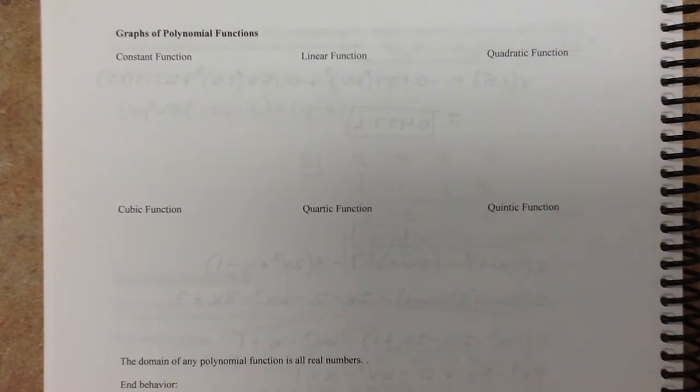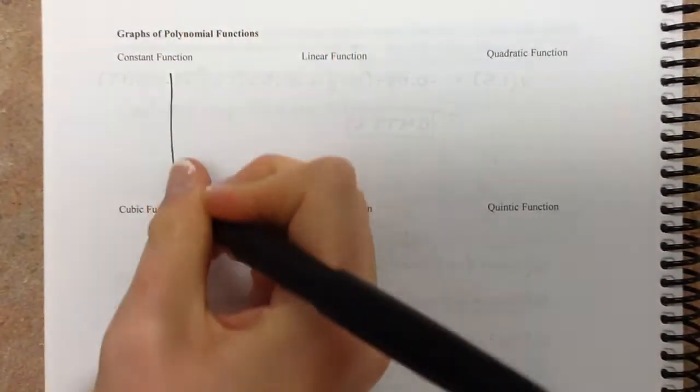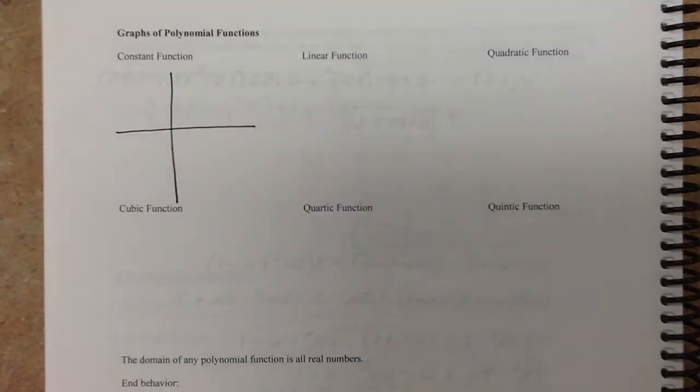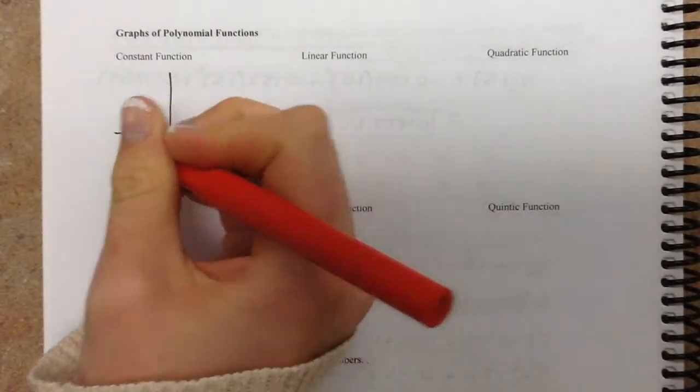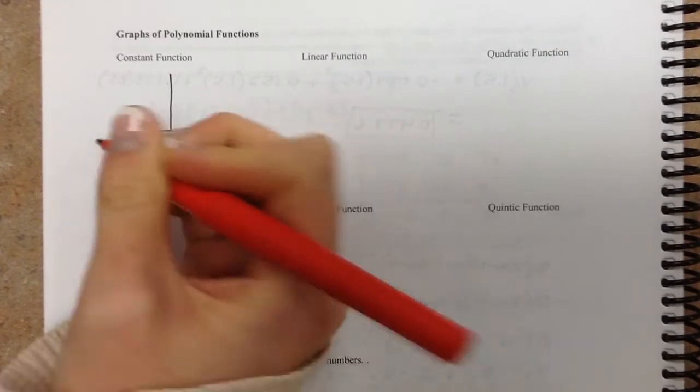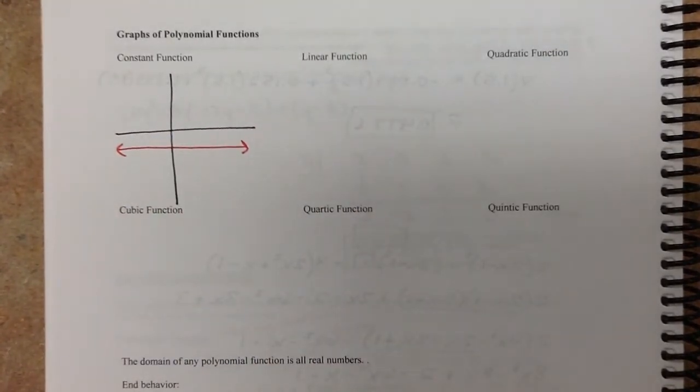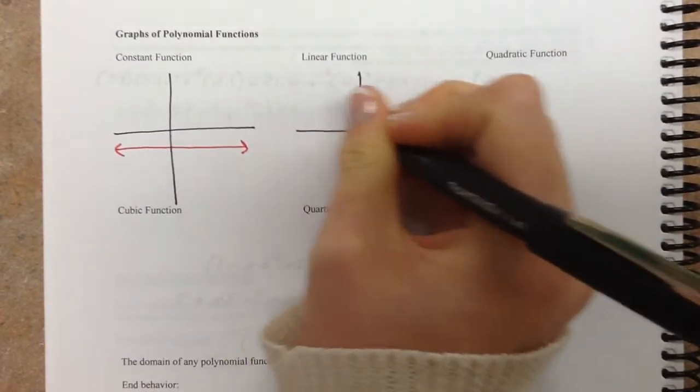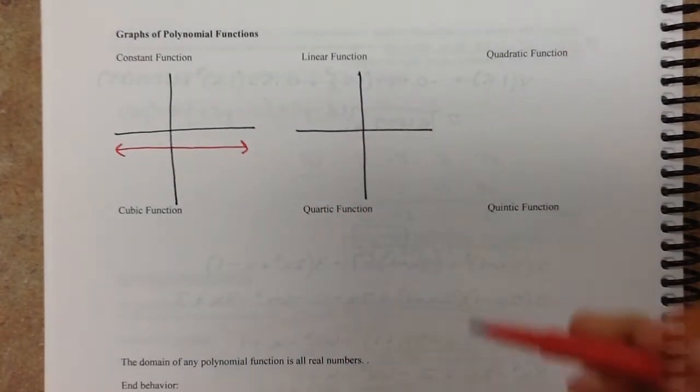All right, so in this first video, the first thing we're going to write down is the general shape of a graph. So first is a constant function. You guys have seen this before. A constant function looks something like this. It's just going to be a horizontal line, and it could be through any y value at all, but it's just going to be a horizontal line. And when we say constant, it means that the y value is constant the whole time. It never changes.